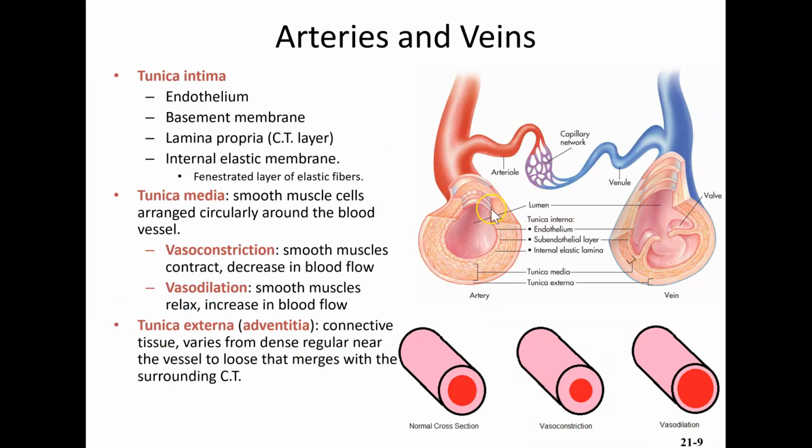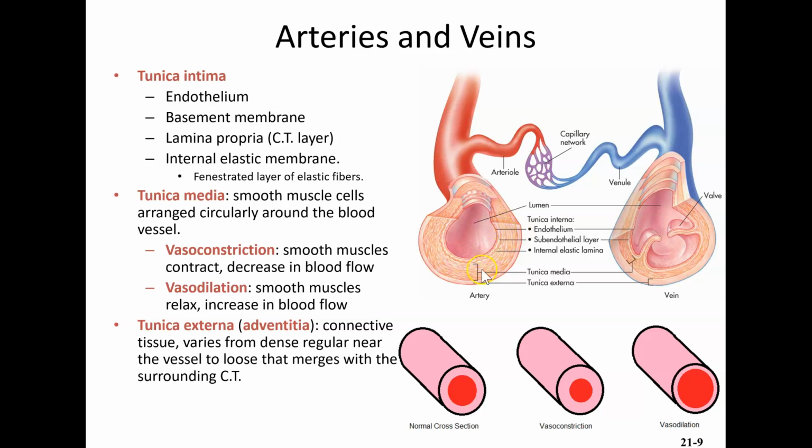Now let's talk about the histology that makes up the arteries and veins. The innermost layer is called the tunica interna, or it's also called the tunica intima. And like we mentioned when we discussed capillaries, we are going to have a layer of endothelial cells, or the endothelium, along with a basement membrane, and then we have our connective tissue layer, which would be the lamina propria. We'll also have a layer called the internal elastic membrane, where we will have fenestrated elastic fibers.